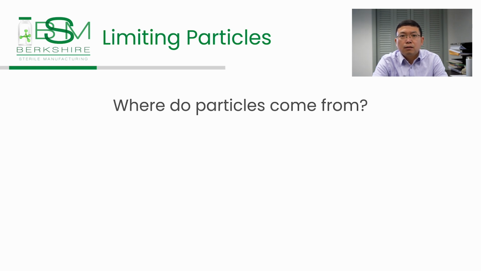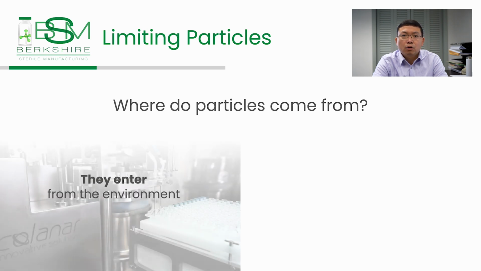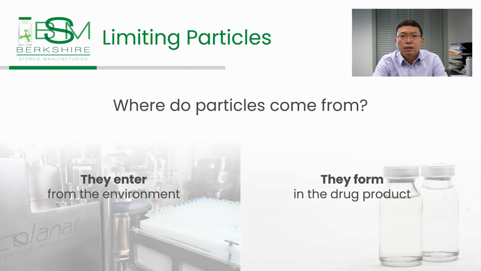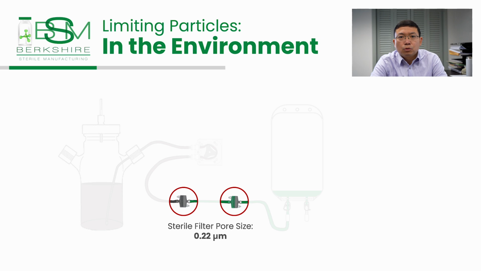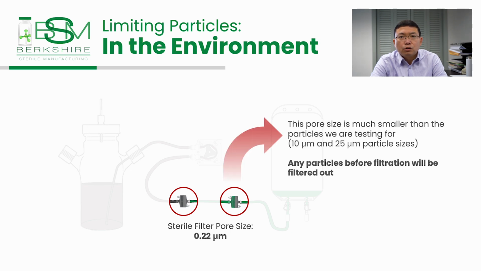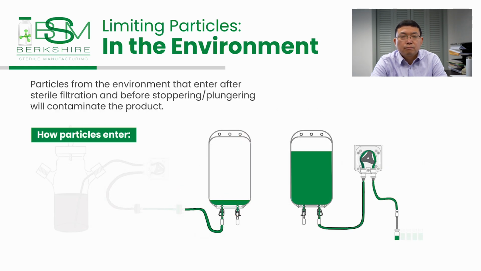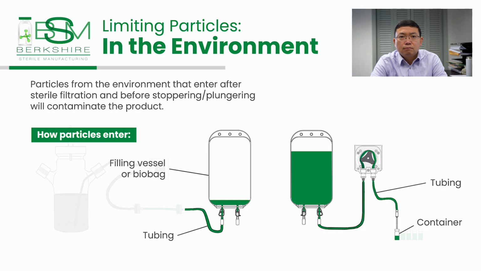Particles can appear in drug product in one of two ways. Particles can enter the drug product during the filling process, or particles can form in the drug product due to aggregation or precipitation of the API or excipients. First, let's discuss particles inherent to the production process. Sterilizing filters have a pore size of 0.22 micrometers. This is far smaller than the 10 or 25 micrometer particle size limits. So any problematic particles that enter the drug product during production must have been in or on the product contact materials after filtration, such as the filling vessel, the tubing used in filling, or the vial or syringe we are filling into. All the particles must have entered from the filling environment.